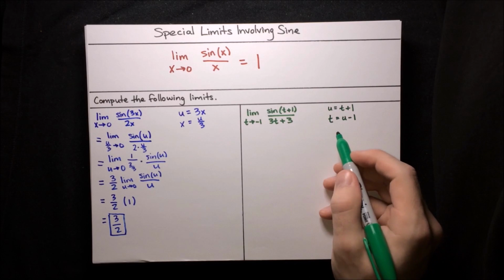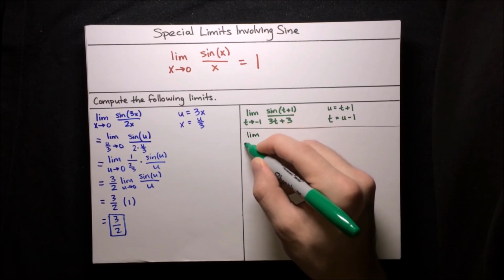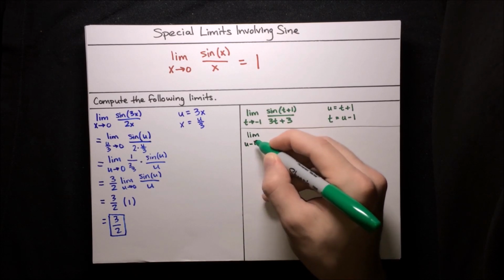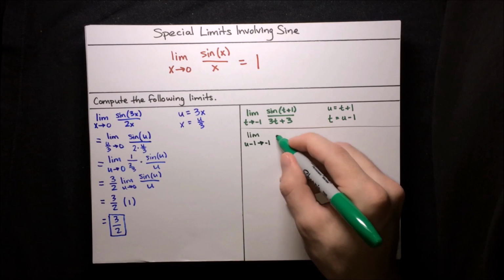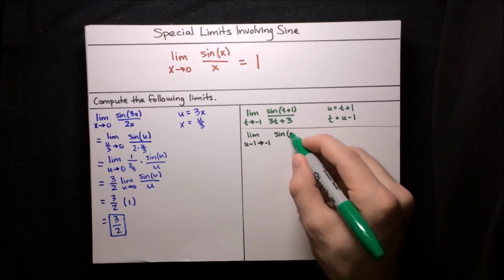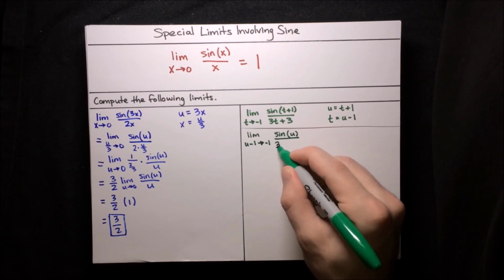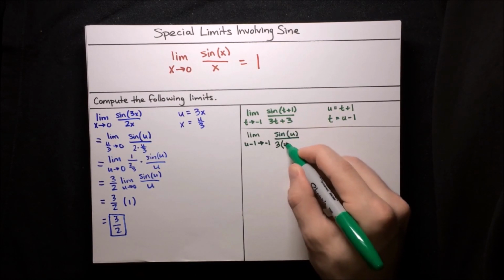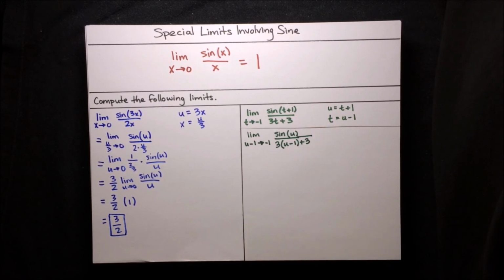And then we'll just go ahead and substitute in here. So this will be the limit as u minus 1 approaches -1 of the quantity sine of t plus 1, and t plus 1 is just u, over 3t plus 3, so 3 times t is just u minus 1, and then plus 3. Alright, so now let's go ahead and simplify this limit a bunch.